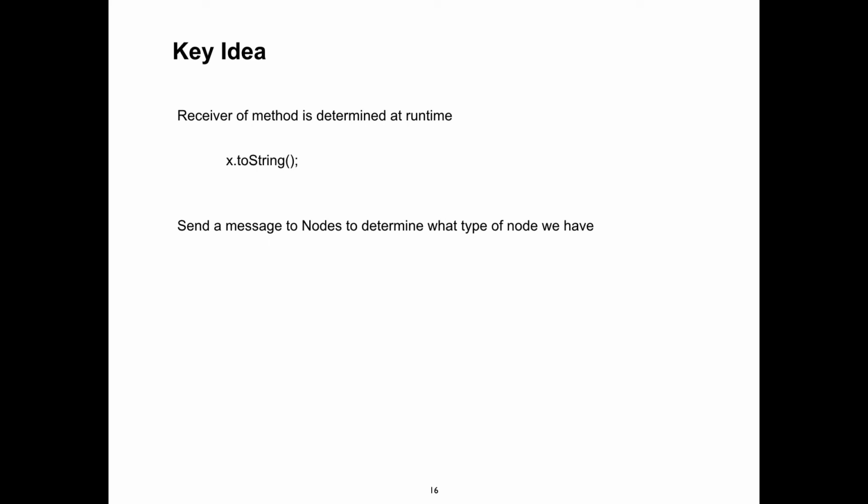So the key idea in the visitor pattern is that the only way we can select what method to call at runtime is to send a message to an object. And that's it. So in the visitor pattern, we're going to do it twice: once to select the document type, and another to select what type of node it is.